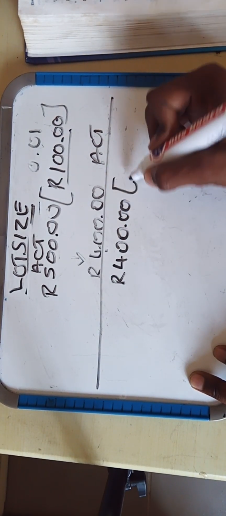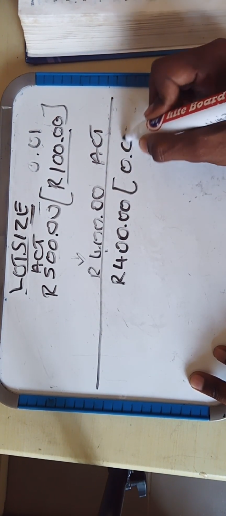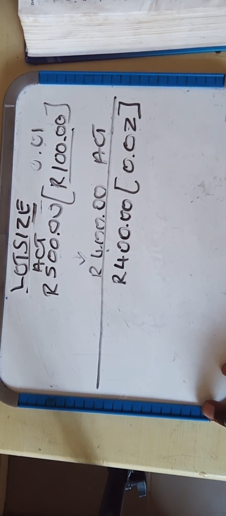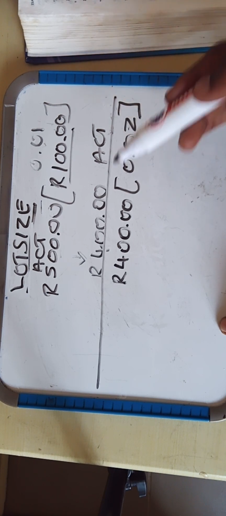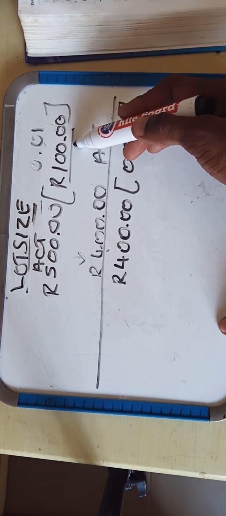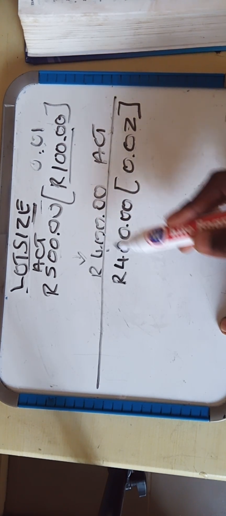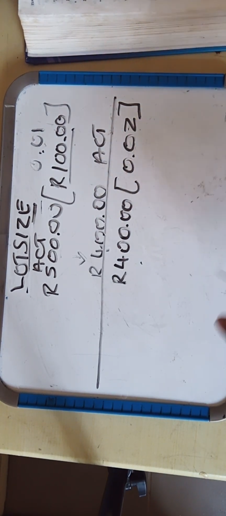Now you consider doing what? Changing the lot size to 0.02. This is a disadvantage. Remember, you lost 100 Rand trading with 0.01. You are on 400. Now you open another trade and you consider increasing the lot size.